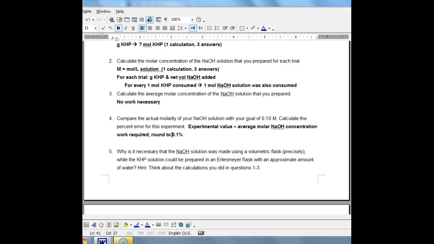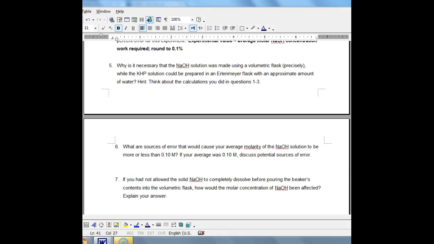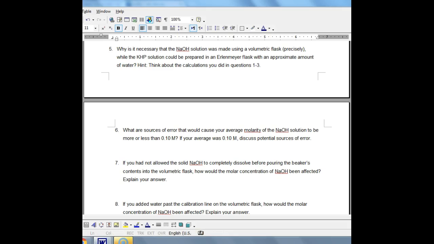Alright, so those are the calculations. We went over those in class. So now we're going to take a look at 5 through 8. Why was it necessary that the NaOH solution be made precisely with a volumetric flask, while the KHP solution didn't really need a specific amount of water?